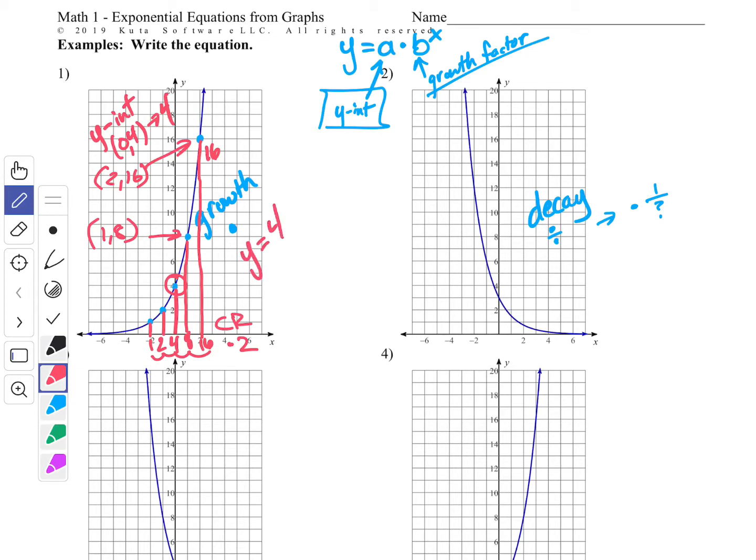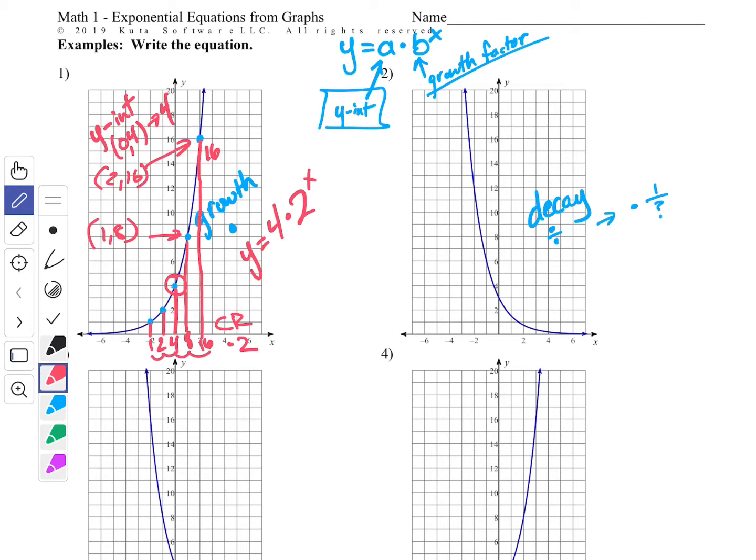So for my equation, I go y equals, we start at 4, then we times by 2, we make our 2 have that exponent because that's our growth, okay? So probably the hardest part about this is finding that growth, all right? So let's take a look at number 2.